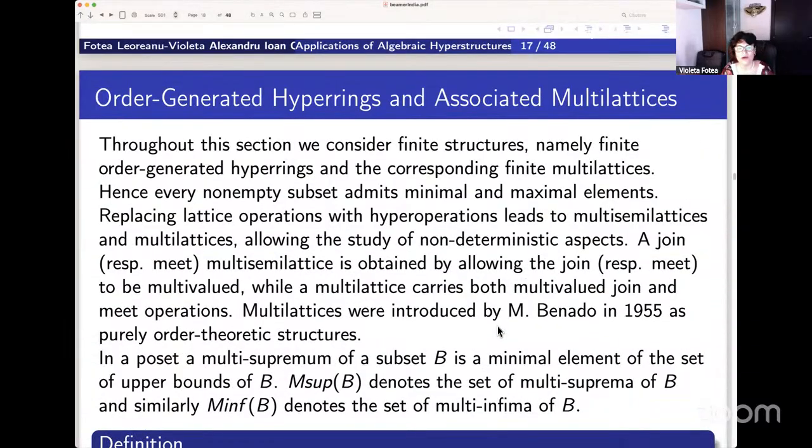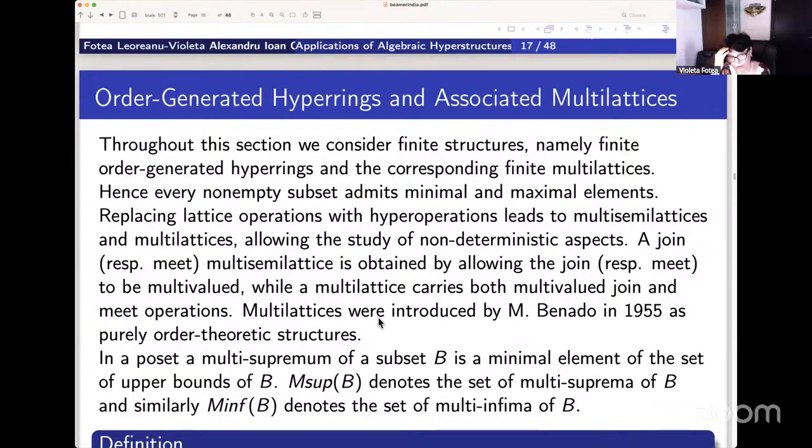And now I wish to present some of my recent results about hyperrings and multilattices. I introduce a class of hyperrings that I call order-generated hyperrings in order to have a connection with multilattices.